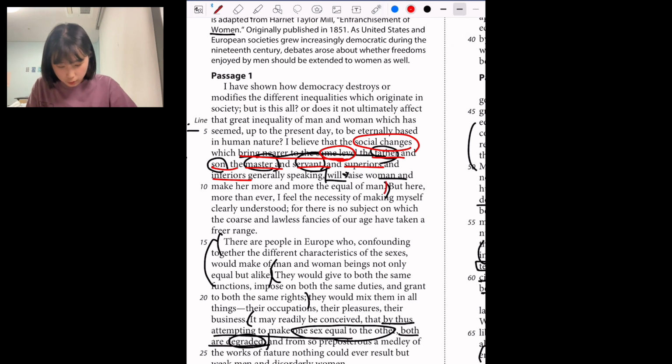But here, more than ever, I feel necessary to make it myself, from now on, it's not talking about what we care about at this moment. And this sentence basically says that the social changes which will bring near, and it gives a bunch of examples of different social levels and different social classes and positions, and it's basically saying that with the resolvement of inequality between man and woman, there will come a broader sense of equality in the sense of lots of other forms of inequality that are visible in society, such as, for instance, the father and son, or the master and servant, and superiors and inferiors.